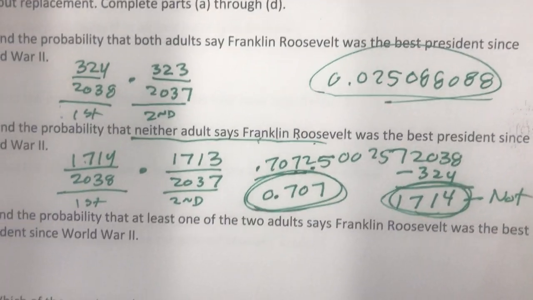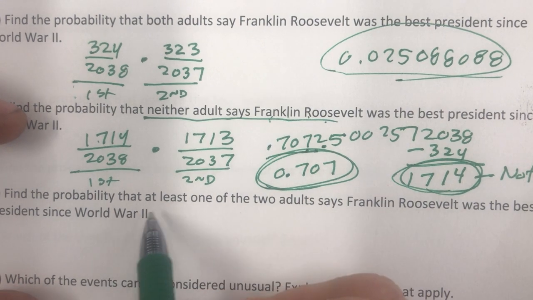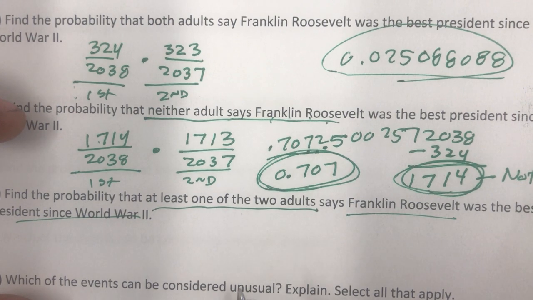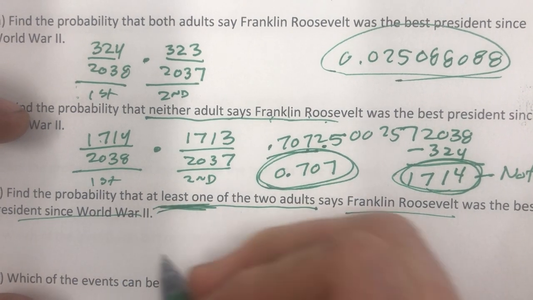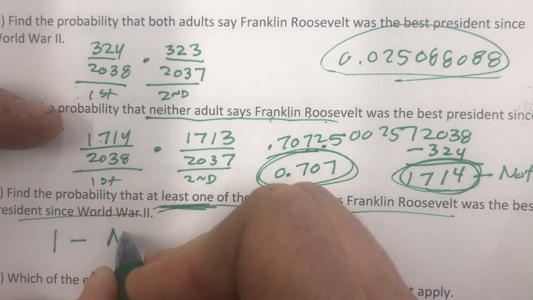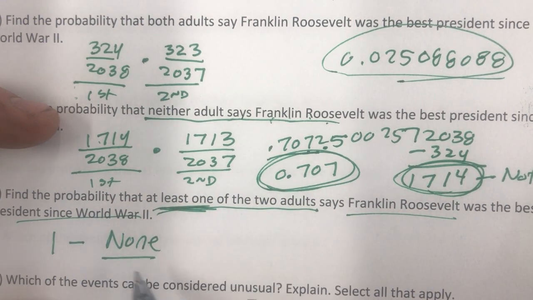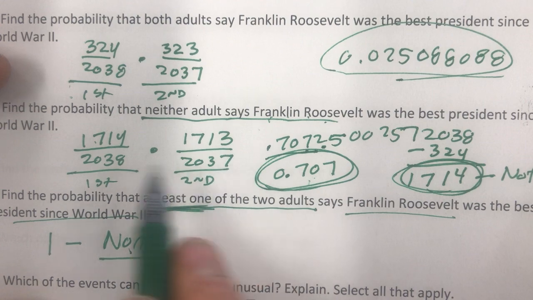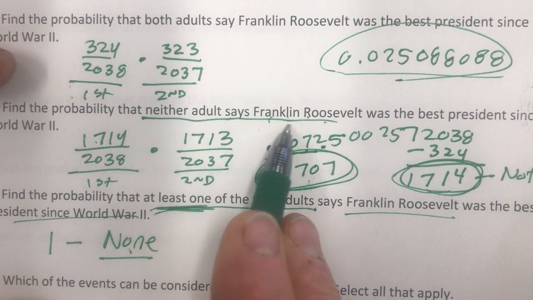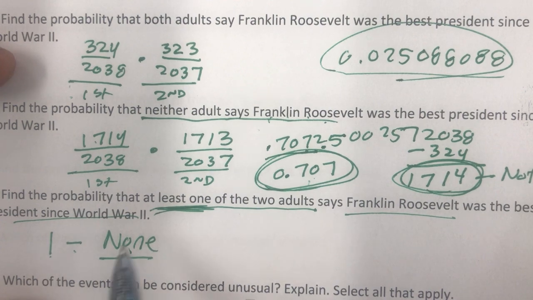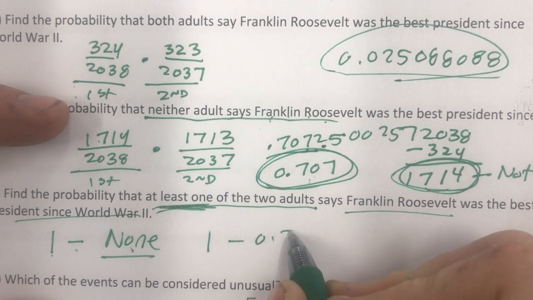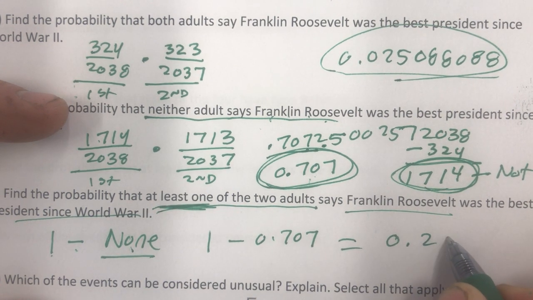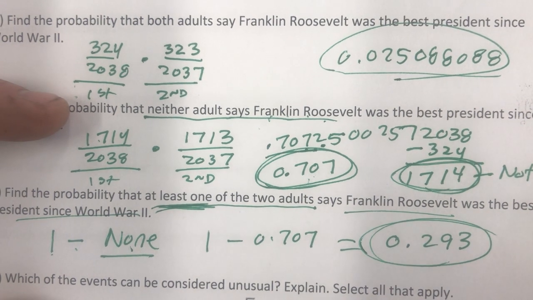Okay? Now, this next question goes right on with that. Find the probability that at least one of the 2 adults thinks Franklin Roosevelt was the best president since World War II. All right, when it says at least one, then I'm going to do 1 minus none. Think he's the best president. 1 minus none, and right here's the probability of none. Right there. See, that's what we just did in this last one. Neither adult says he was the best president. So I do 1 minus that. So that means I'm going to do 1 minus 0.707, which means I'm going to get 0.293. And that'd be my answer there.